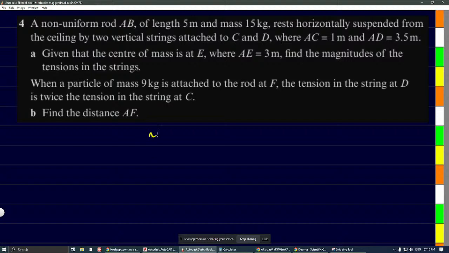A non-uniform rod AB of length 5 meters and mass 15 kg is resting horizontally, suspended from the ceiling by two vertical strings attached at C and D. AC is 1 meter, AD is 3.5.